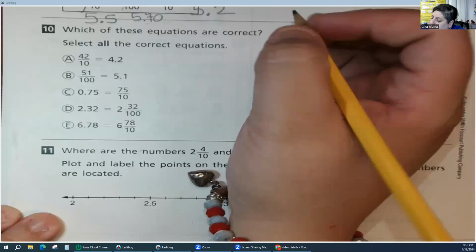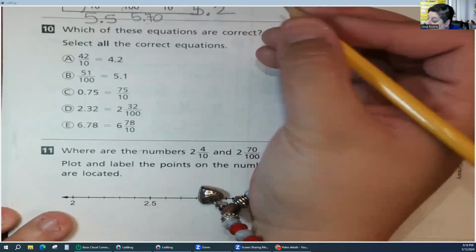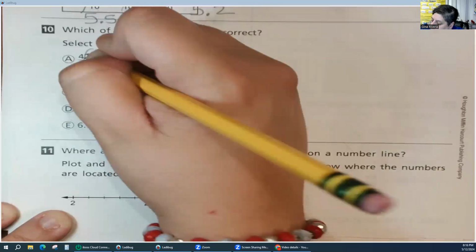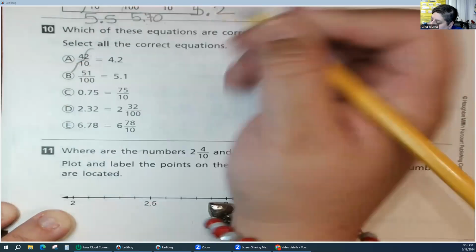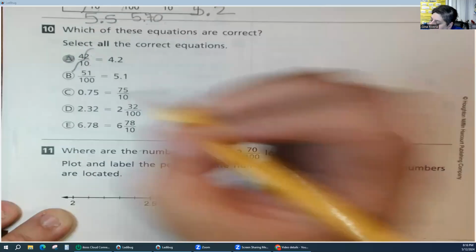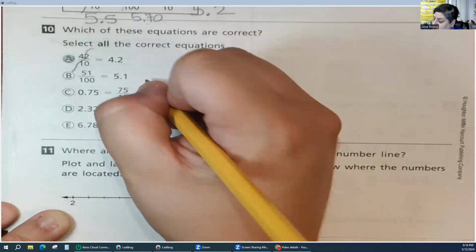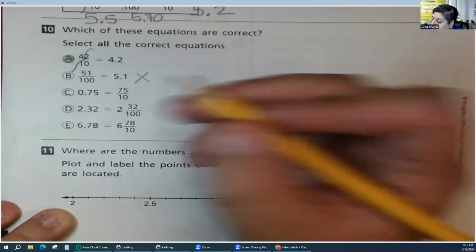Which of these equations are correct? We're going to select all the ones that are right. This, if I make that division I showed you before, is 4 and 2/10, which is the same as 4.2, so this is correct. 51 hundredths is not the same as having 5 whole dollars. That would be 0.51. So that cannot be it.